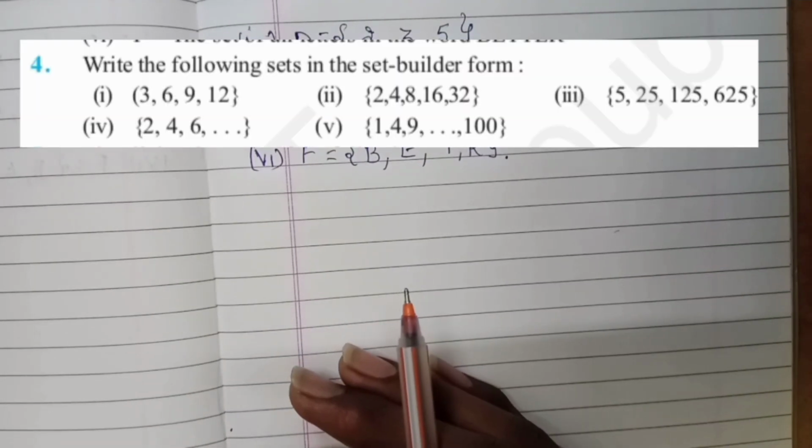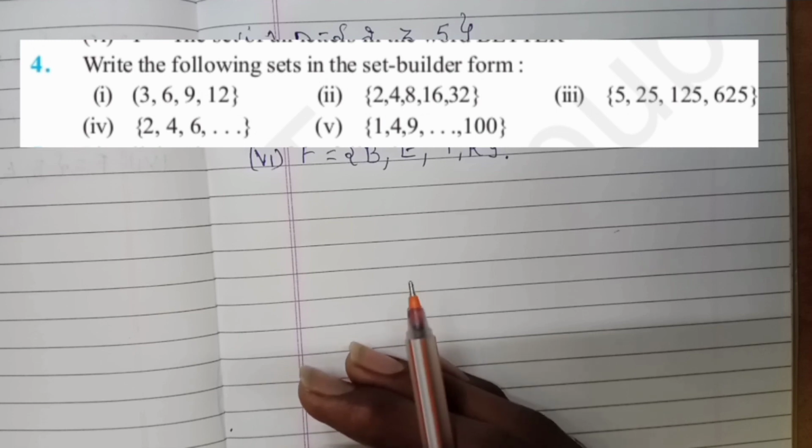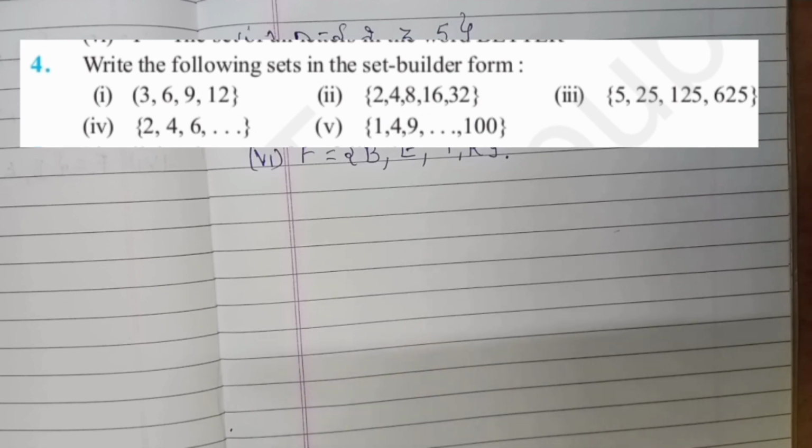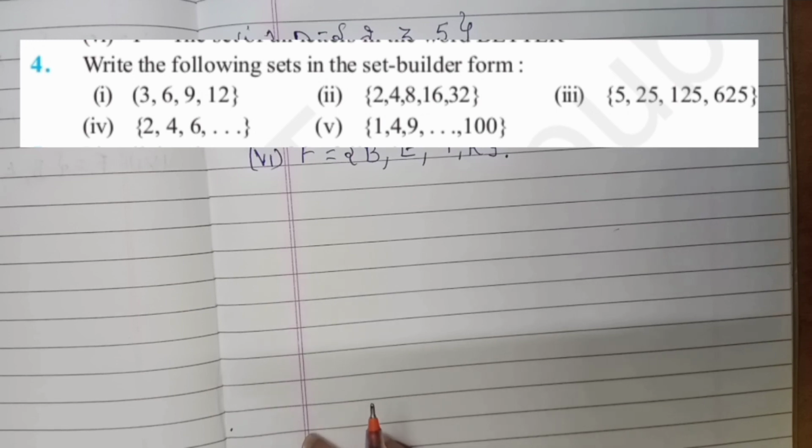We'll move to the fourth question. Write the following sets in set builder form. In the third question, we represented or wrote the set in roster form. Here we will write in set builder form. The first sub question: 3, 6, 9, 12.